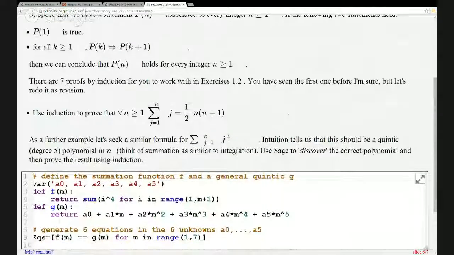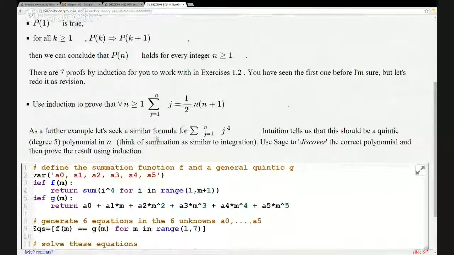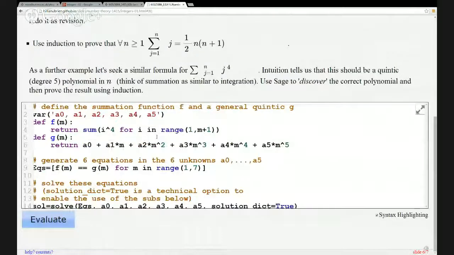Okay, so there we talked about induction. So this is what I was telling us here. I'm talking about integration, it says that intuition tells us... Here I'm looking at the sum of the fourth powers. So could we find the polynomial that gives you the sum of the fourth powers?